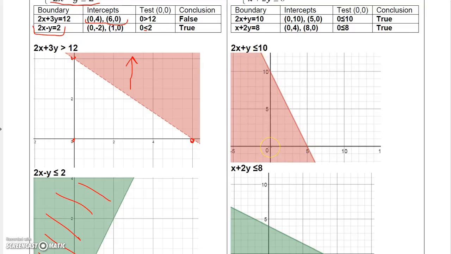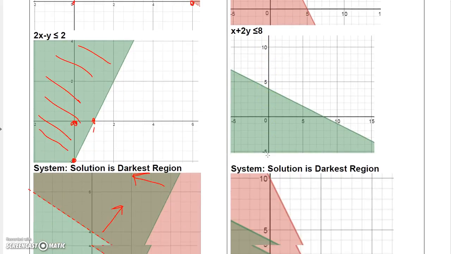I plugged in the test point (0, 0), got a true statement, so I shaded the same side of the line that (0, 0) is on. Then I wanted to graph x + 2y = 8, so I graphed the line x + 2y = 8 here, and I tested (0, 0), got a true statement again, so I shade everything below that line.